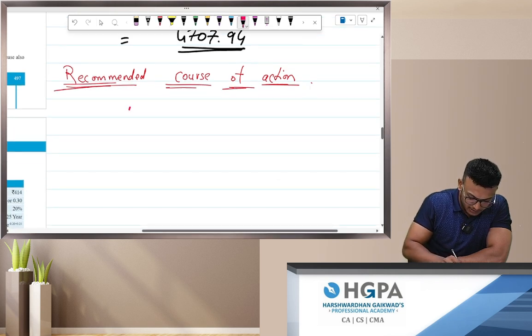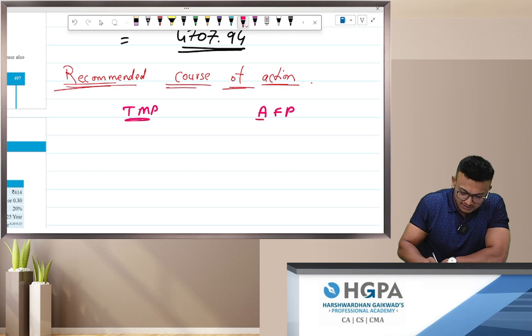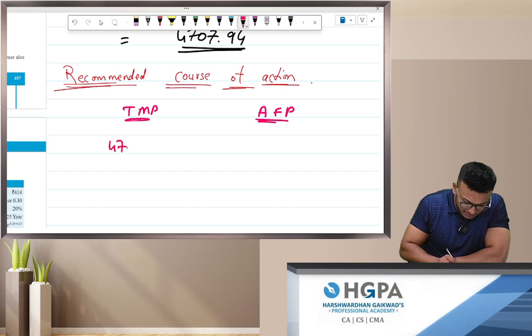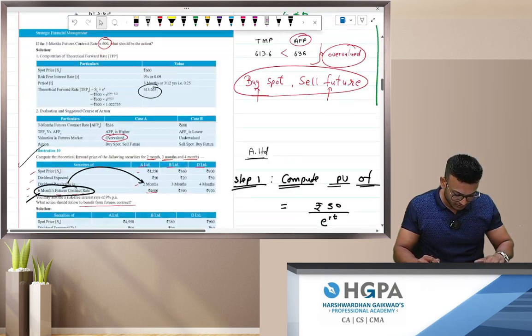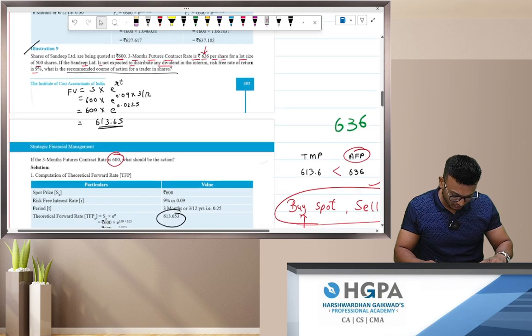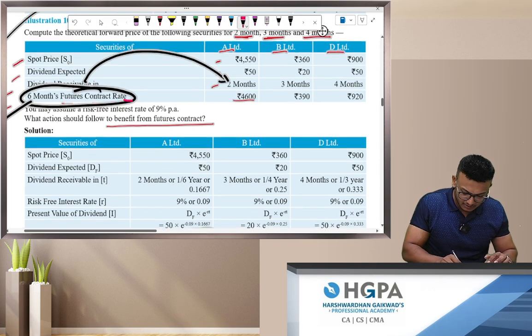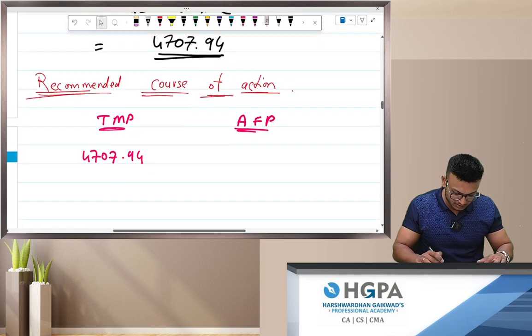What do you do? Okay, this is the simplest thing you will do, don't forget this. The theoretical price is 4707.94, and you only tell me what the futures price is. Where is the question? How much is this? 4,600. I'll write it over here.